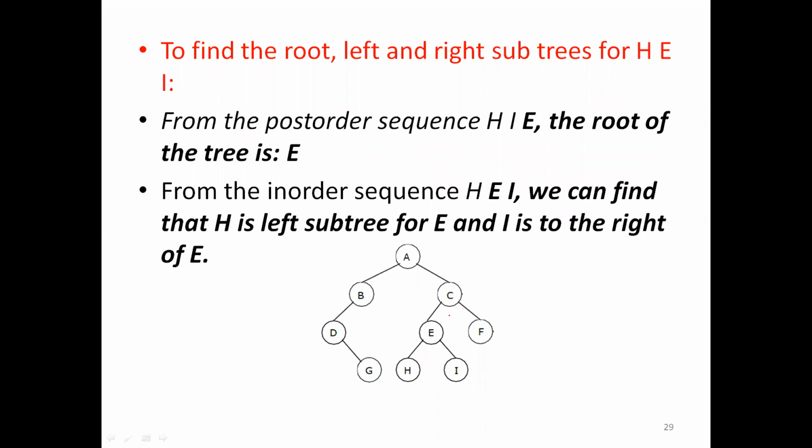Once I divide HEI based upon the root node E, I get a final tree. So this is how we are building a tree from the given pair of traversals. Given a pair of traversals, I am building a binary tree.